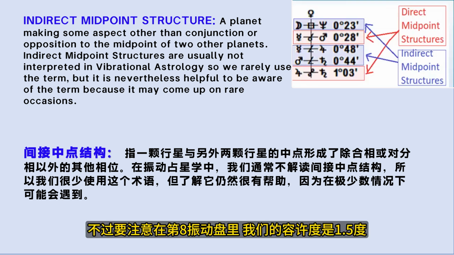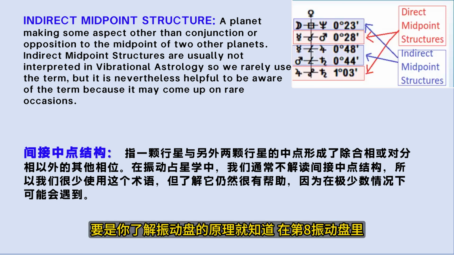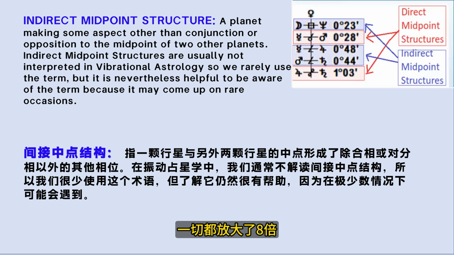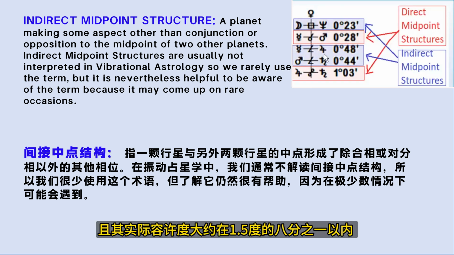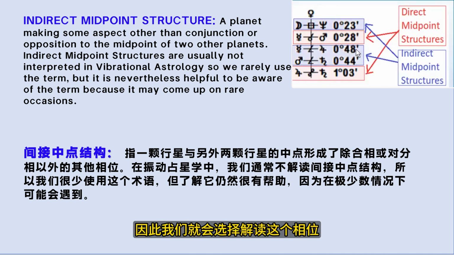But the orbs in the 8 vibration chart, we're going to use a 1.5 degree orb. If you're familiar with vibration charts, you know that in the 8 vibration chart, everything's expanded 8 times. So the orbs are expanded 8 times. And what's happening is in the natal chart, if Venus is semi-square the Mercury-Jupiter midpoint with an orb that's about 1/8 of a degree and a half, then we will end up interpreting it. Well, that got into a lot of arithmetic. Let me make it very simple. Very, very simple.